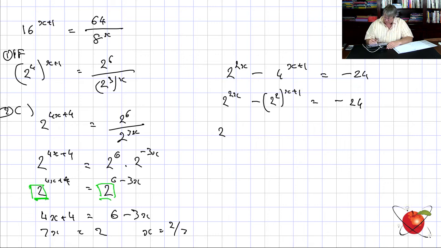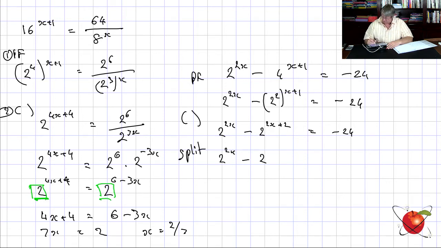I remove brackets. So I've got 2 to the power of 2x minus 2 to the power of 2x, plus 2. Remember, equal to minus 24. This is 2 to the power of 2x minus split. Remember, here's the same thing. Let's have a look here. Prime factors. Remove brackets. There they go. Split is here. 2 to the power of 2x, 2 to the power of 2 equals minus 24. What do I do? I've got pluses and minuses.